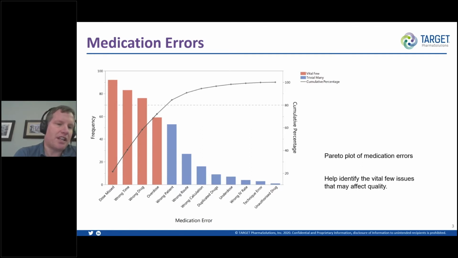So in this particular example, patients missing doses, overdosing, taking it at the wrong time or the wrong drug would certainly be places to vastly reduce the number of errors that have occurred within this particular hospital.